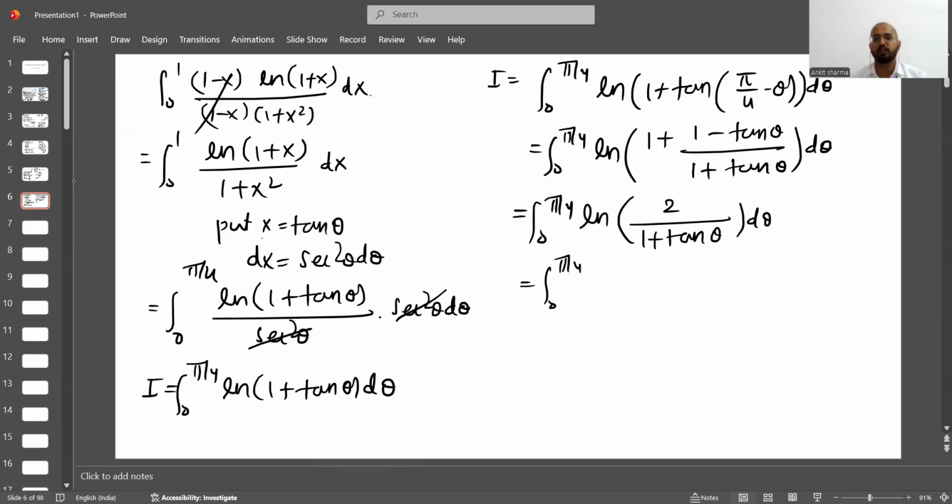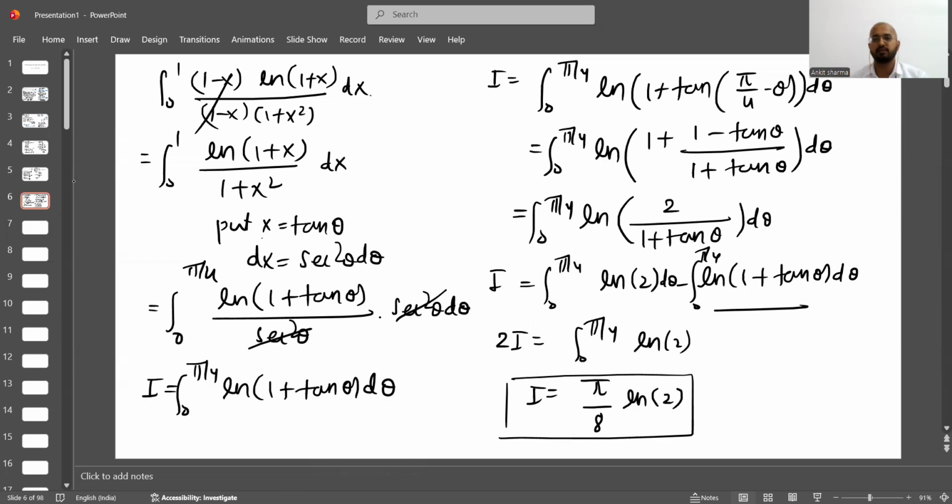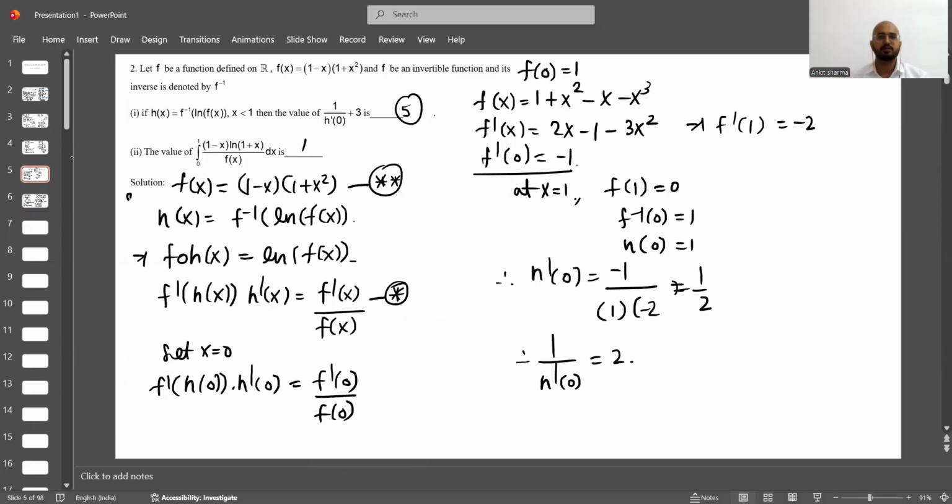Now I can use the logarithmic properties. This is ln 2 minus ln of 1 plus tan theta d theta. This integral can be separated. So 0 to pi by 4 ln 2 d theta. Now this is nothing but my I again. So I get 2I is equal to 0 to pi by 4 ln 2. This is pi by 4, a constant, so I will be pi by 8 into ln 2. That's the value of this integration. So it is pi by 8 ln 2. Smooth expression.